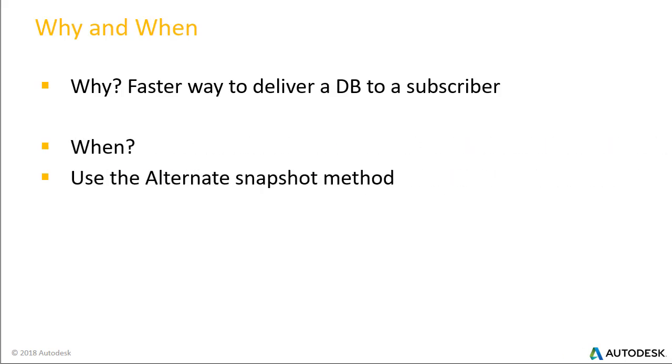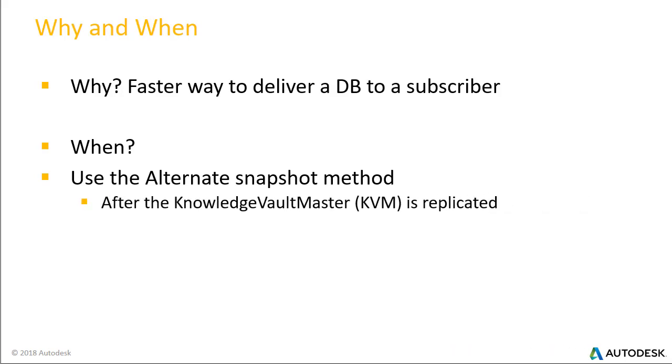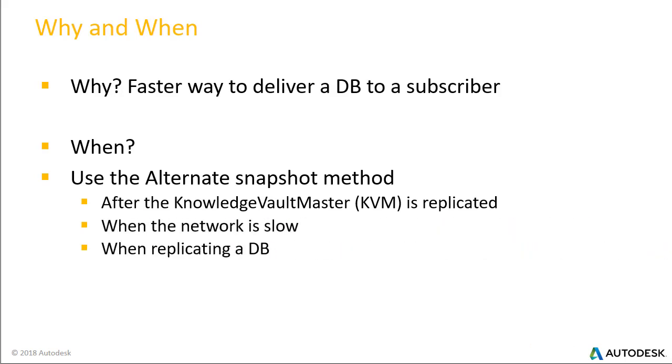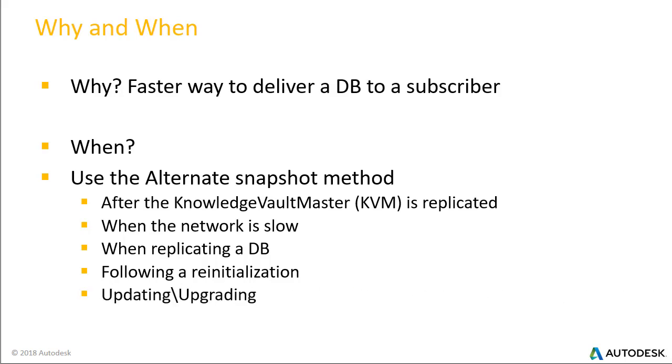You would use the alternate snapshot method after the Knowledge Vault master has been replicated, when the network is slow, when replicating a database, when following a reinitialization, and after you've applied an update or you're upgrading to a newer version of Vault.